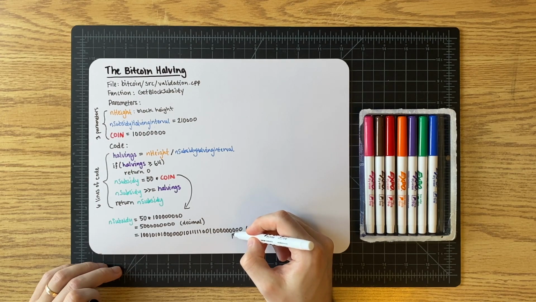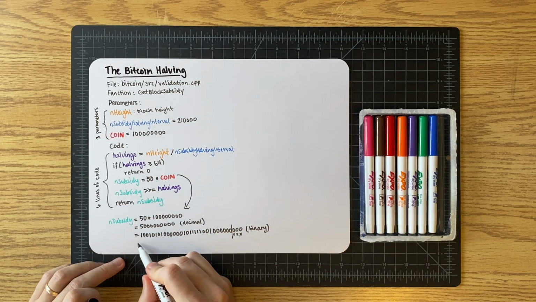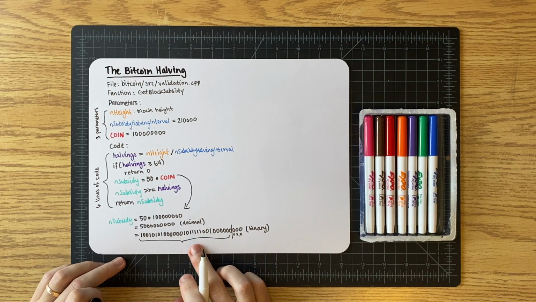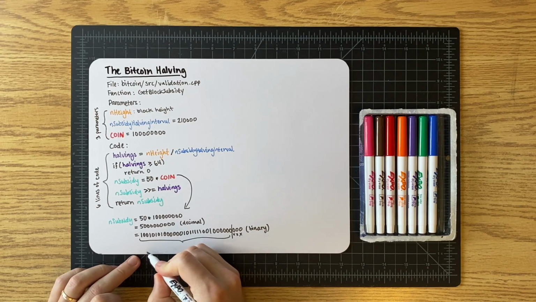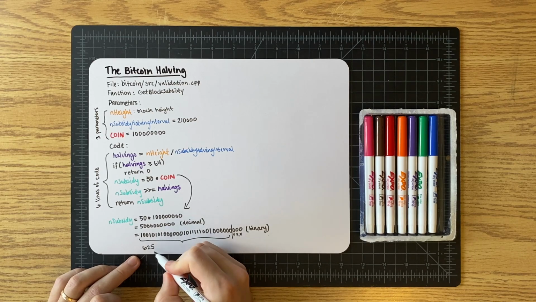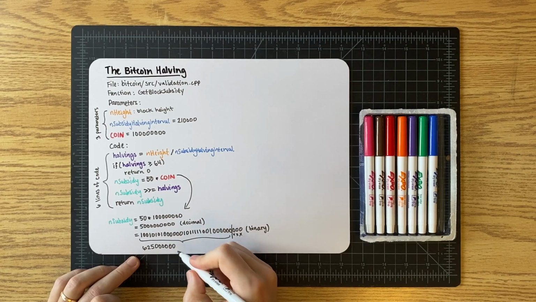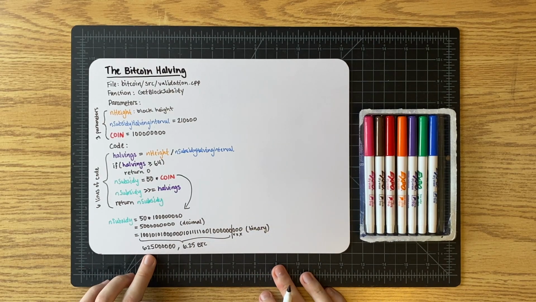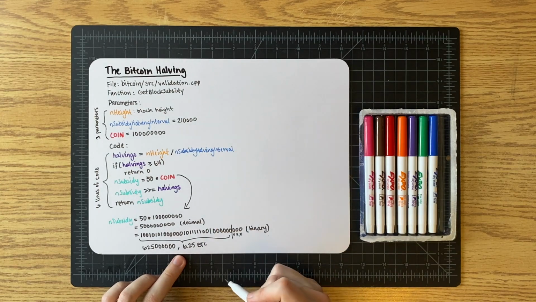And then we would take this number here, and we would convert this back into decimal form. Now, when we do that, we would get the current block reward. And the current block reward is 625 million, or 6.25 Bitcoin. So that's with 3 halvings that have already passed.